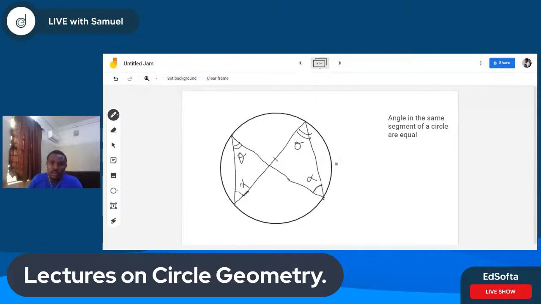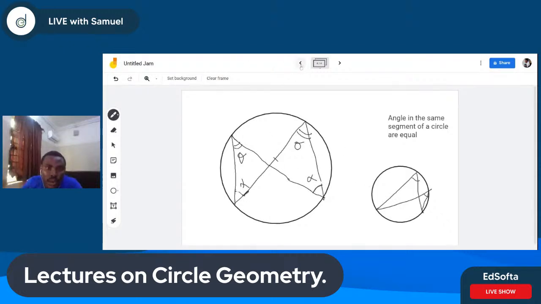So you can have a situation where they are not even drawn like this. Let me see if I can draw it in another way. Let me just draw a smaller circle here. You can have something like this. This angle is still equal to this angle. So they may not really have to look like this, but they are still equal.